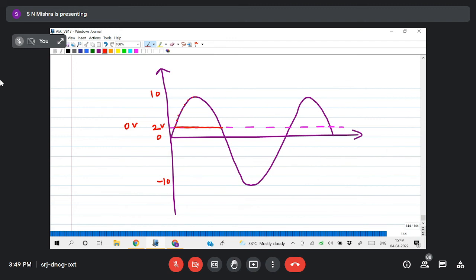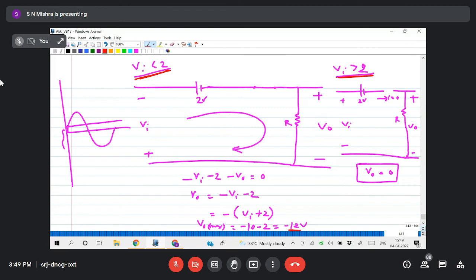Now whenever Vi is less than 2, output is changing according to the input voltage. That means here it changes like this. Now entire thing is how much? From here to here 10, here to here 2, so that is 12, so that is minus 12 volt. What I am getting here? Minus 12 volt.